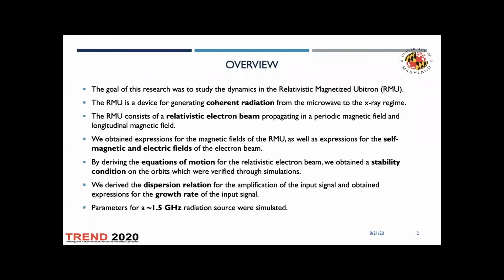We obtained expressions for the magnetic fields of the RMU, as well as expressions for the self-magnetic and electric fields of the beam. We derived the equations of motion for the relativistic electron beam, and using those we got a stability condition on the orbits, which are verified through simulations in Mathematica. We derived the dispersion relation for the amplification of the input signal and obtained expressions for the growth rate of the input signal. And finally, we found parameters for a 1.5 gigahertz radiation source, and we simulated those in Mathematica.